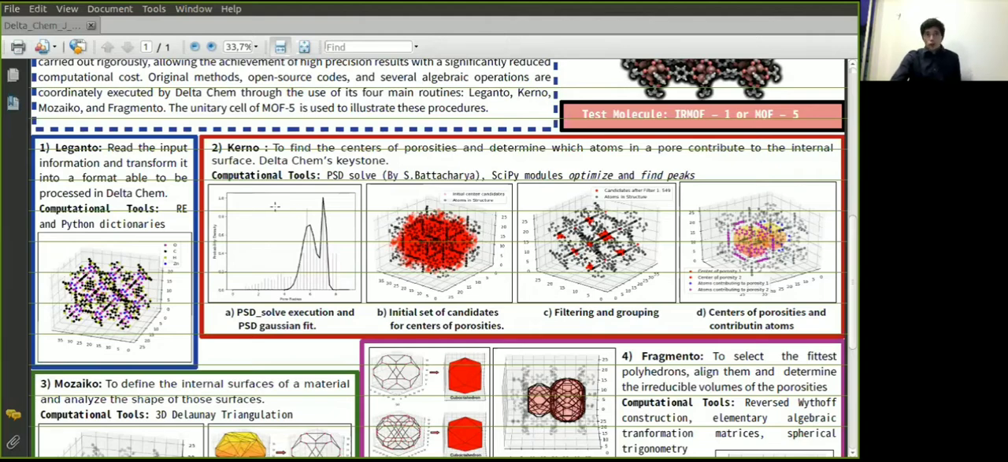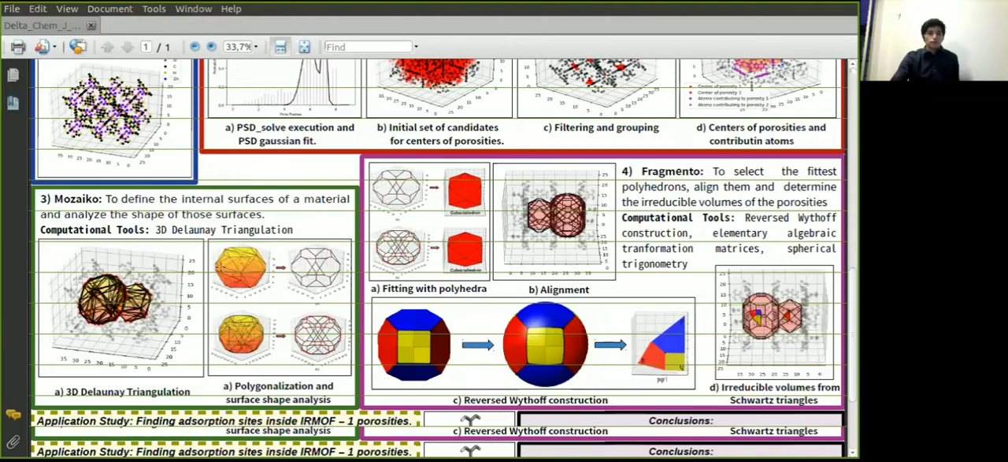Kerno is more interesting. It is itself a robust algorithm for finding the centers of a porosity in any porous structure through the analysis of the pore size distribution function of the material and a series of filters and grouping of closest candidates. However, its most remarkable function is to determine the atoms that contribute to form the internal surface of the cavities. That is why Kerno is the keystone of Chem's execution.